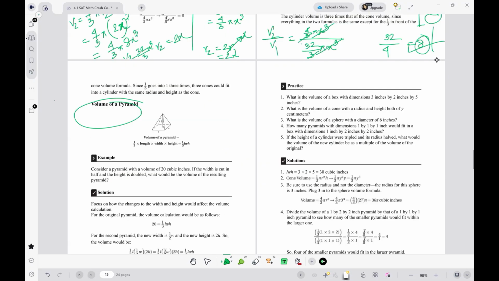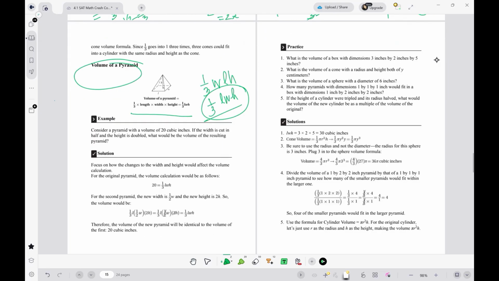For a pyramid, the volume is one third of the length times the width times the height, which is basically 1/3 LWH. You can just write it like 1/3 LWH, one third of the length, width, and the height.